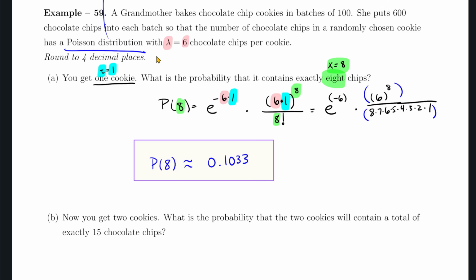So it's got the same basic setup from before, except now what's changed is we've got 2 cookies. What's the probability the 2 cookies combined will have a total of exactly 15 chips? Now think through what's changed here. Now that we have 2 cookies, our space that we're looking at is 2. And now that we're looking at 15 chips in total, that's an x value of 15. Now from before, the lambda is still 6. We've got the same formula for the probability for our Poisson distribution as before.